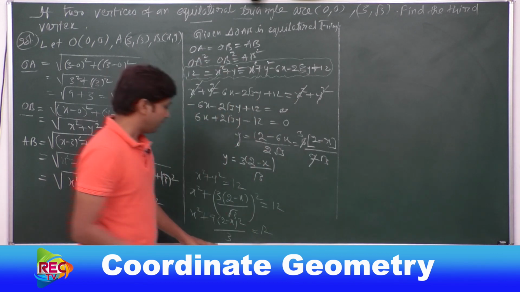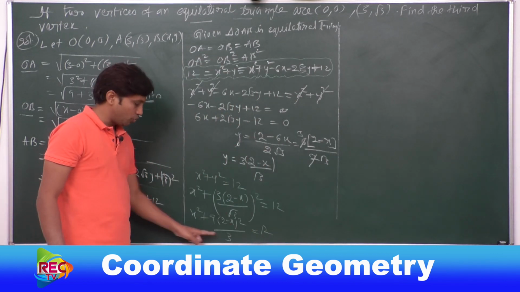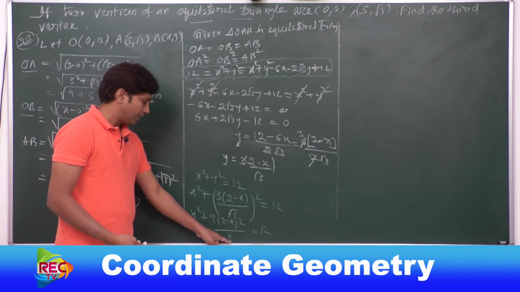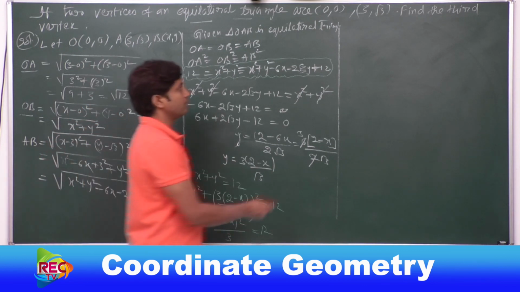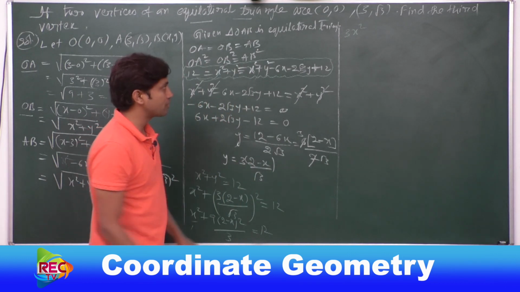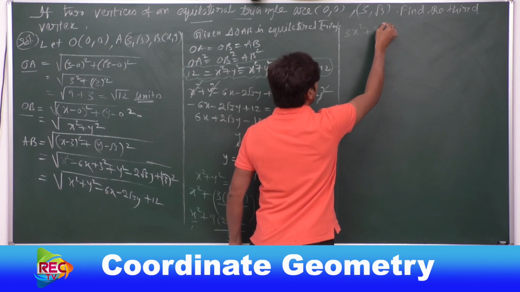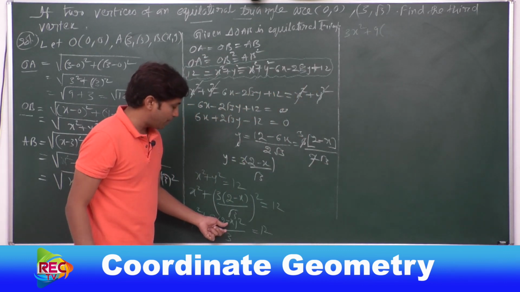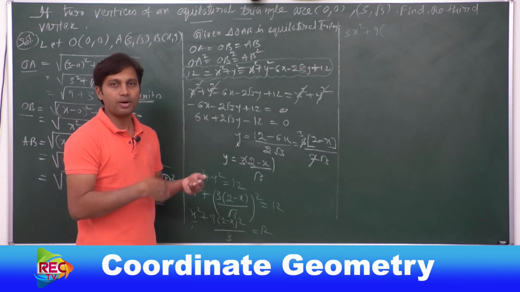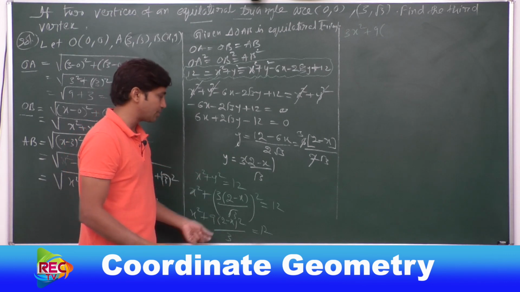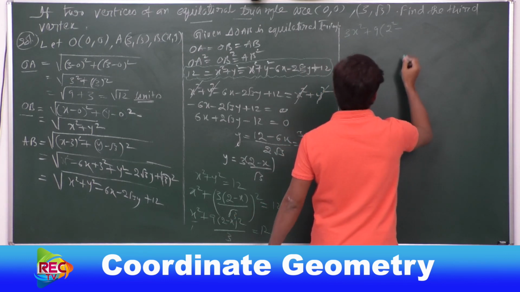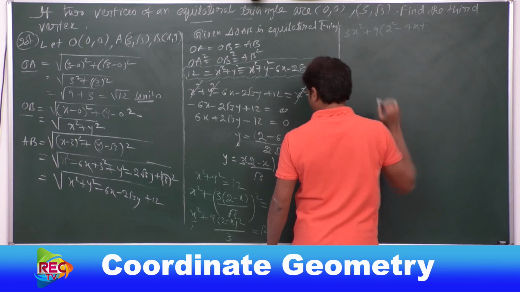In order to simplify this, let me take the LCM of these two fractions. Understood? While taking the LCM, we need to do the cross multiplication. 3 into x square, that would be 3x square, plus 9 into (2 minus x) whole square. Let me expand this. (2 minus x) whole square is in the form of (a minus b) whole square, so let us expand it as a square minus 2ab plus b square. What is a square here? 2 square. What is 2ab? 2 into 2 into x, that is 4x, plus b square.